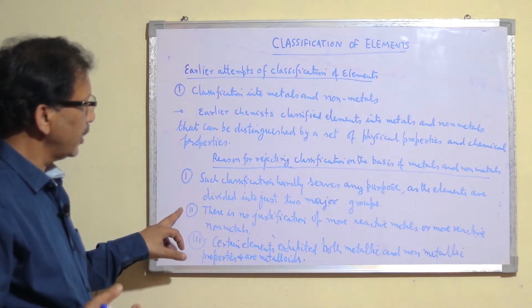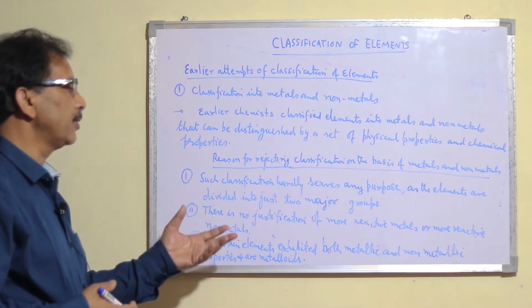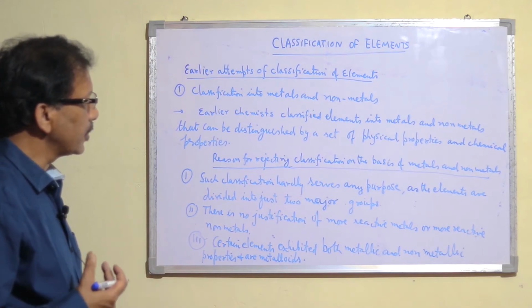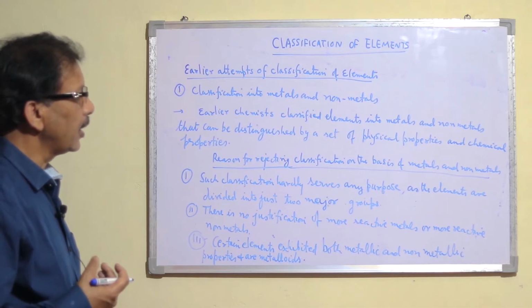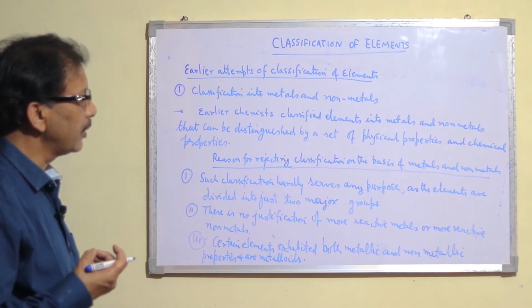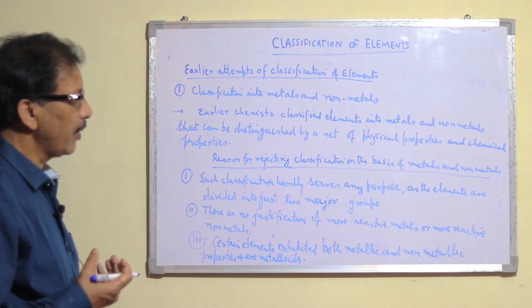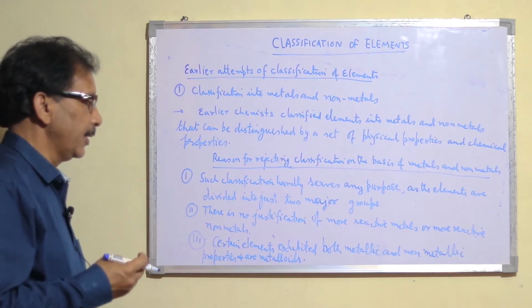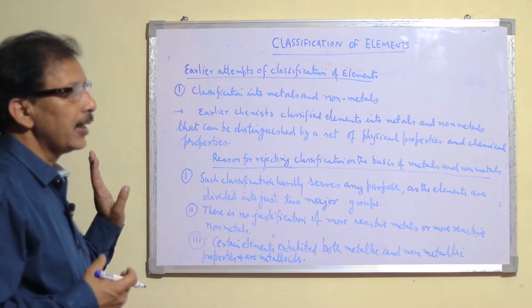The second reason is that there is no justification for saying that this is a more reactive metal or this is a more reactive non-metal. How can they say that? The earlier scientists did not have any concrete reason for saying this is a more reactive metal, this is a more reactive non-metal. They just said it like that. So this idea has been rejected.